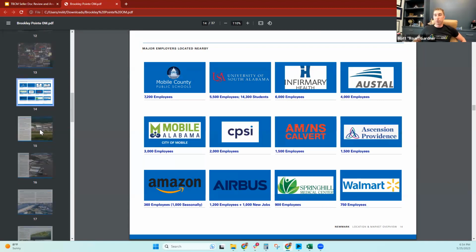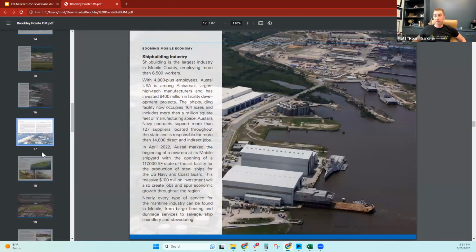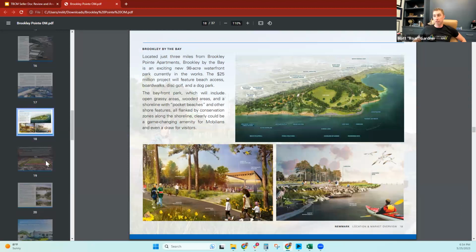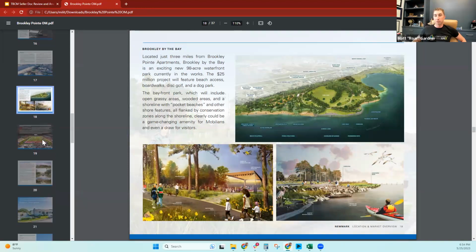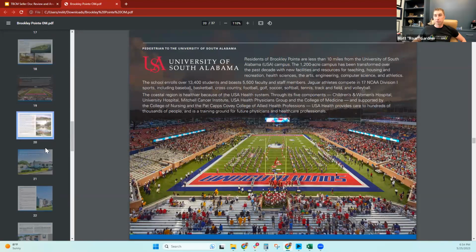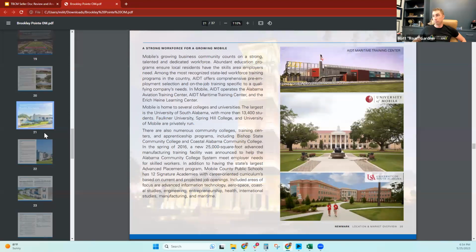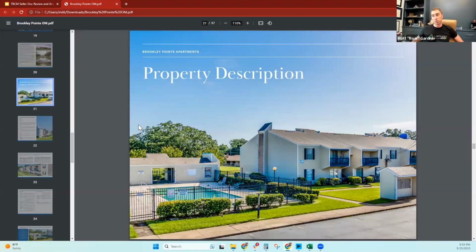Awesome. All right, more employers in the area. All right, let's get through this. This is more market analysis. They're going to go through why it's so great. There's a school here. There's employers. All right, sweet. Then we get to the property description.